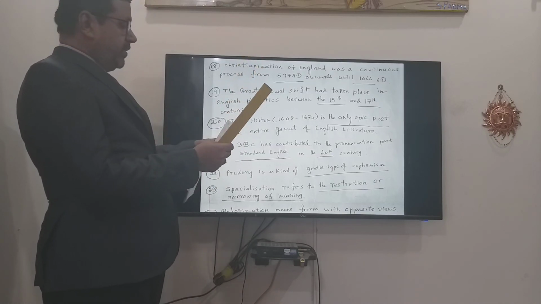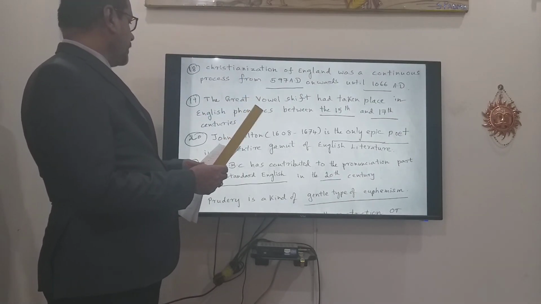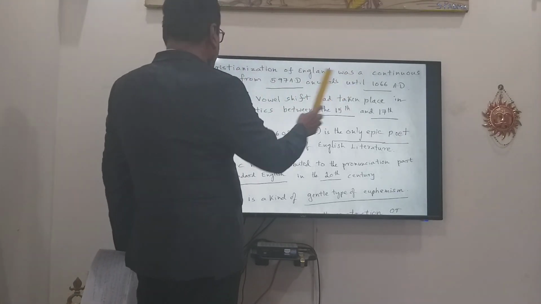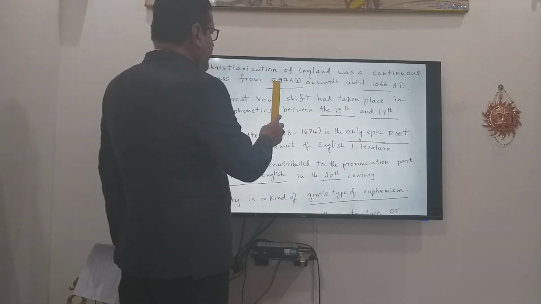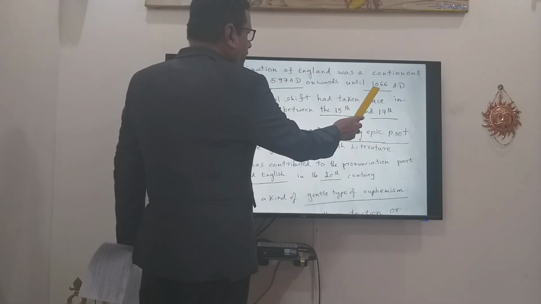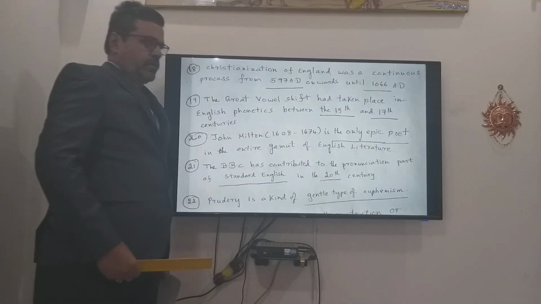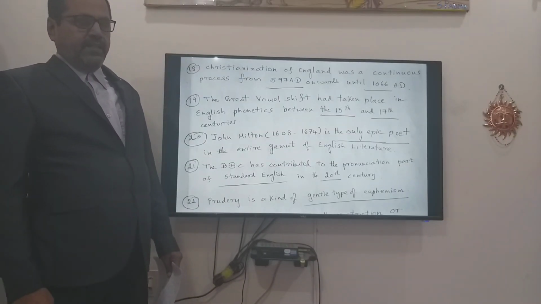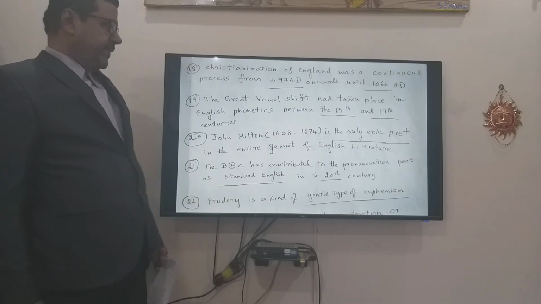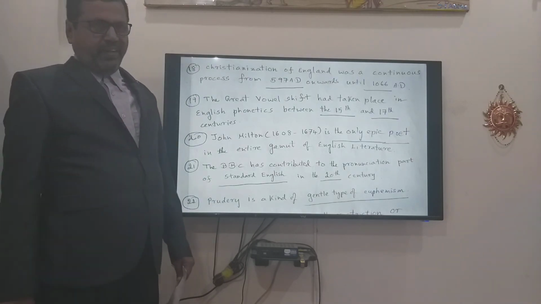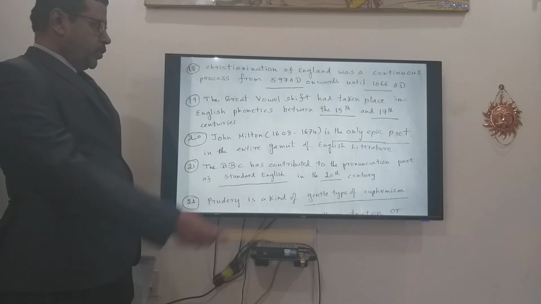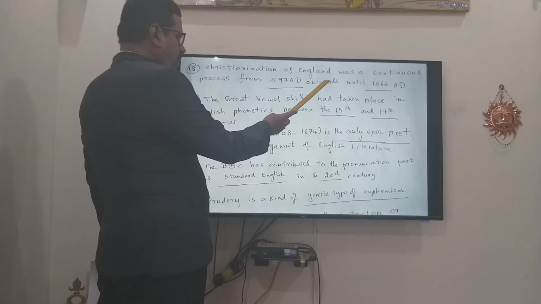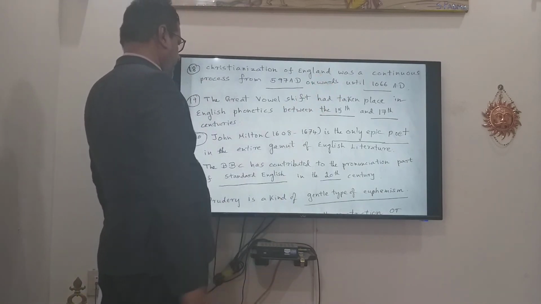Christianization of England. Number 18. Christianization of England was a continuous process from 597 AD onwards until 1066 AD. So all the Romans, when they invaded England, they started spreading Christianity. The time duration is very important in the history of the English language. So you have to remember 597 AD onwards until 1066.